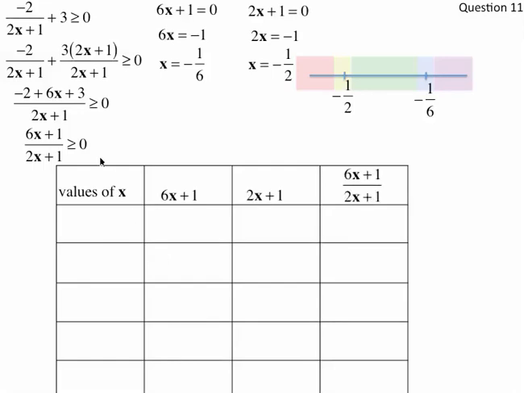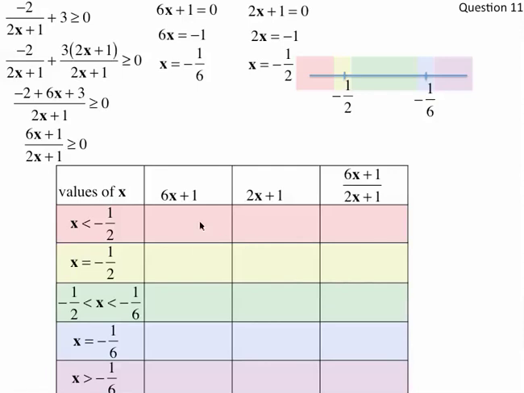We're looking at the numerator, 6x plus 1, the denominator, 2x plus 1, and then altogether the (6x plus 1) over (2x plus 1). We're looking at those values when x is first less than negative 1/2, equal to negative 1/2, between negative 1/2 and negative 1/6, equal to negative 1/6, and greater than negative 1/6.